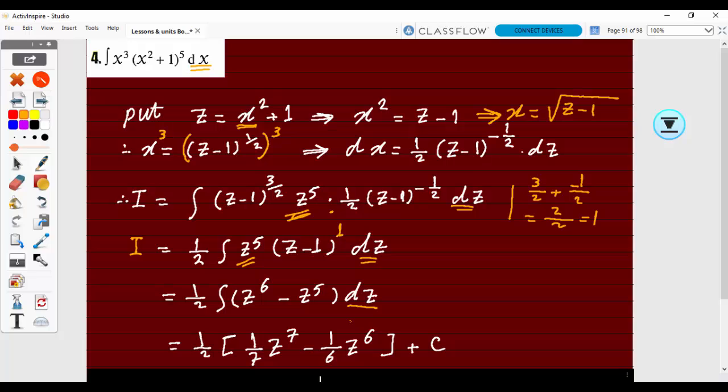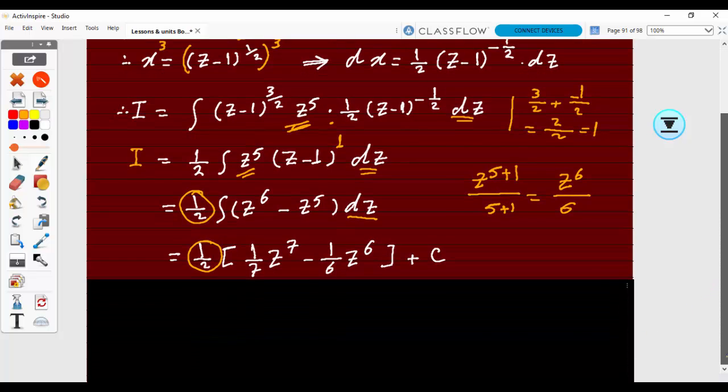Now we can make the integration. The integration of z power 6 is 1 over 7 z power 7, and don't forget the half here. Minus the integration of z power 5, which is 1 over 6 z power 6. You increase the power by 1, so it will be z power 5 plus 1 over 5 plus 1, which equals z power 6 over 6 here, plus the constant of integration, c.